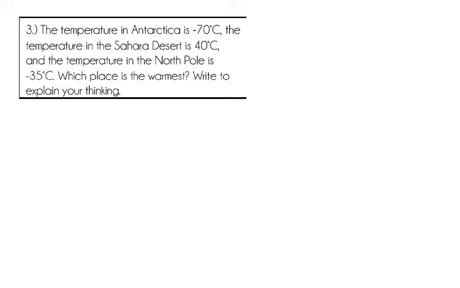Here we have the temperature in Antarctica is negative 70 degrees Celsius. The temperature in the Sahara Desert is 40 degrees Celsius, and the temperature in the North Pole is negative 35 degrees Celsius. Which place is the warmest? Explain your thinking. Again, I think this one is one that you can do on your own using what you've learned so far. So I'm going to move on.